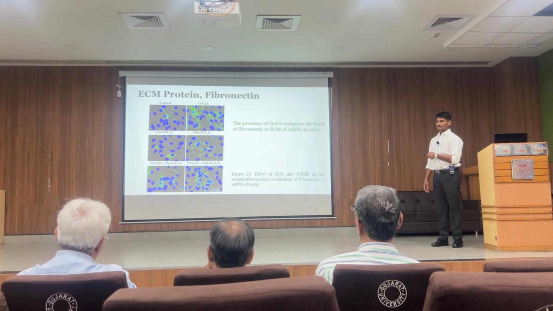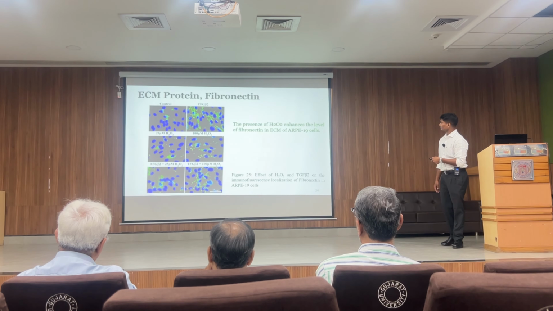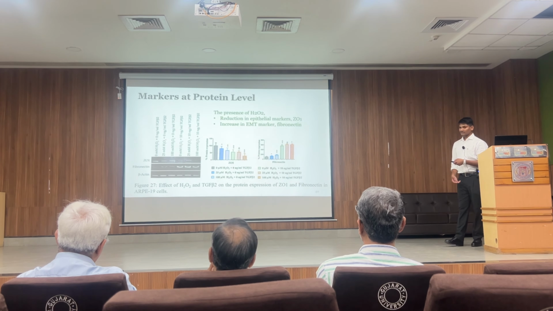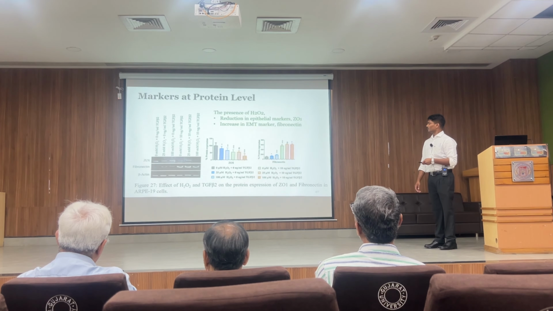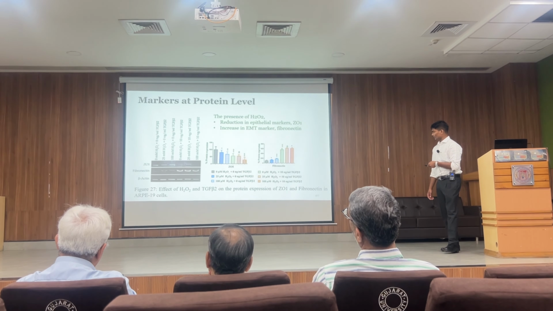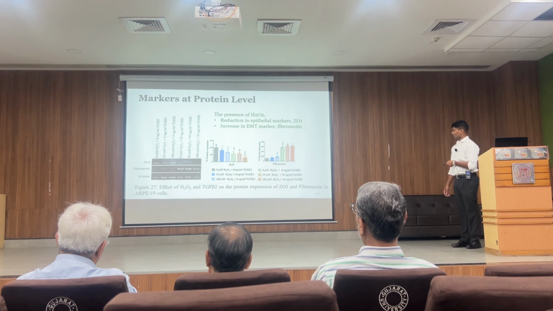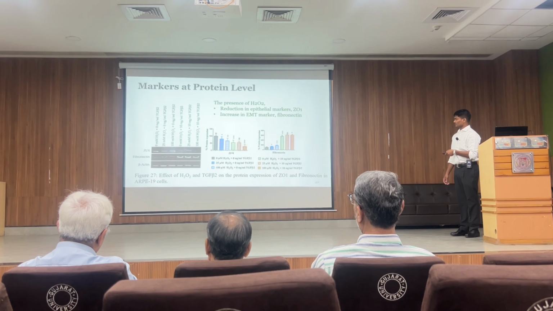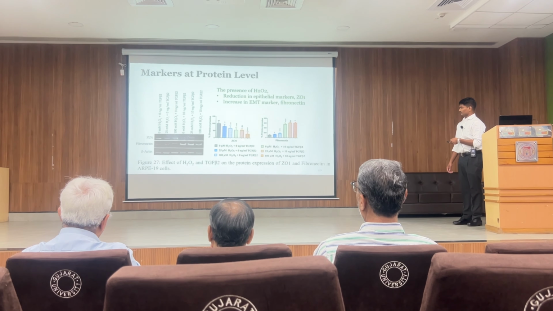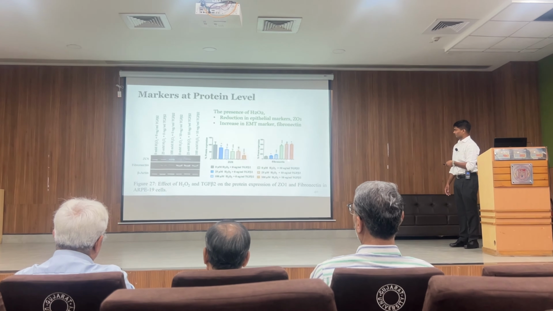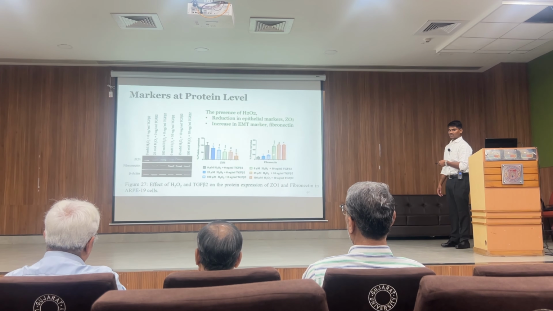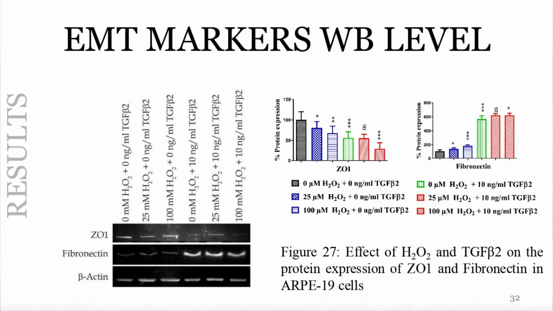These diagrams and pictures and results explain the protein level markers. I mentioned that ZO1 and fibronectin were utilized as EMT markers. So at the protein level, we have confirmed the same results: increased fibronectin and decreased level of ZO1, which is a junction protein.